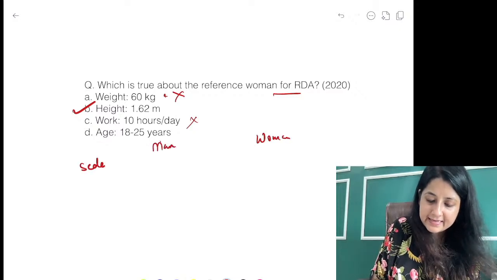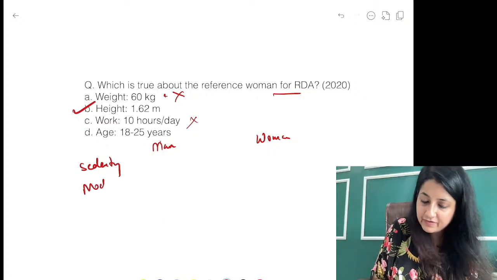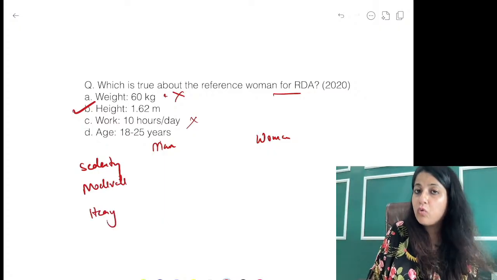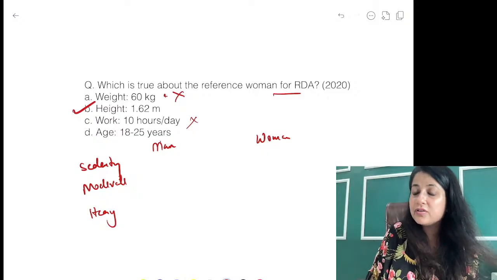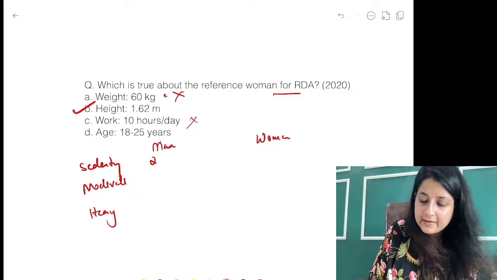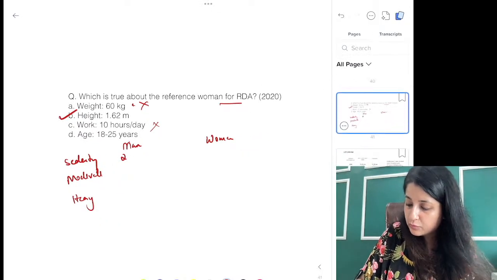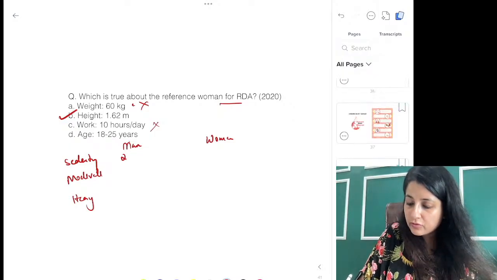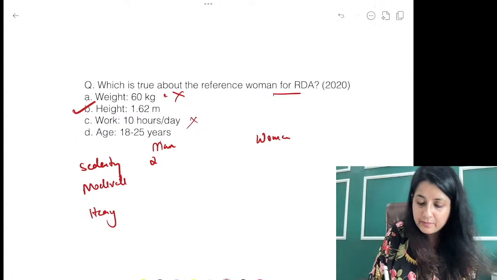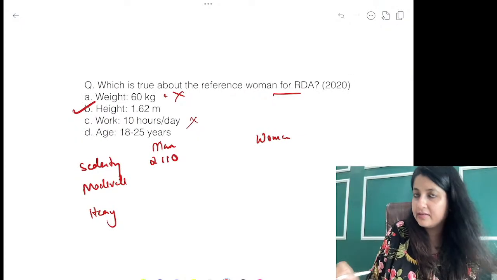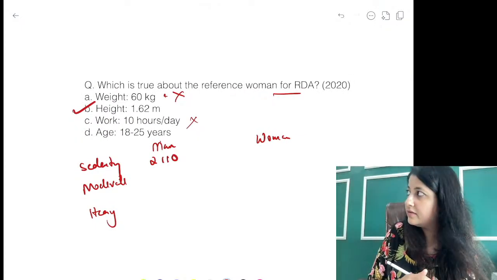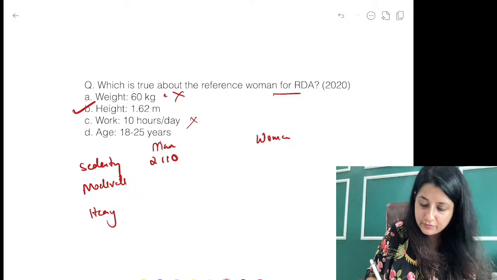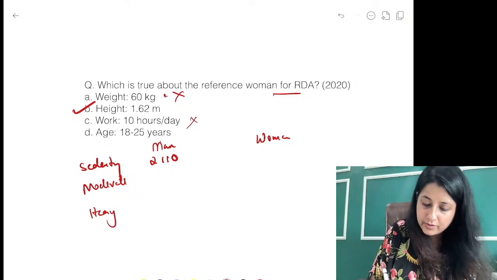Here it is sedentary, moderate, heavy worker. Sedentary, moderate, heavy worker man. So what was the energy requirement for sedentary, moderate, heavy worker man? This you can remember, 2110, and in a very easy way I'll make you remember 2110. Moderate is 2700 and the same amount.